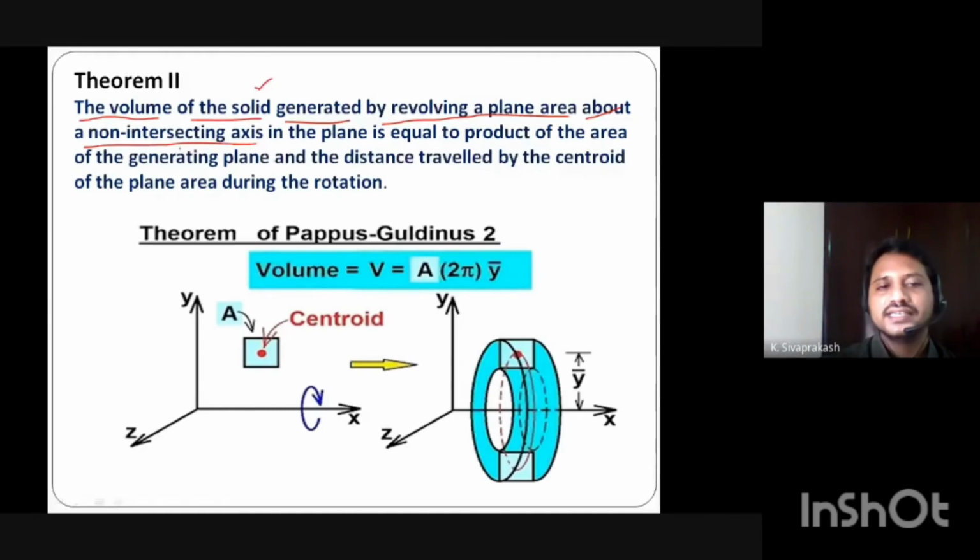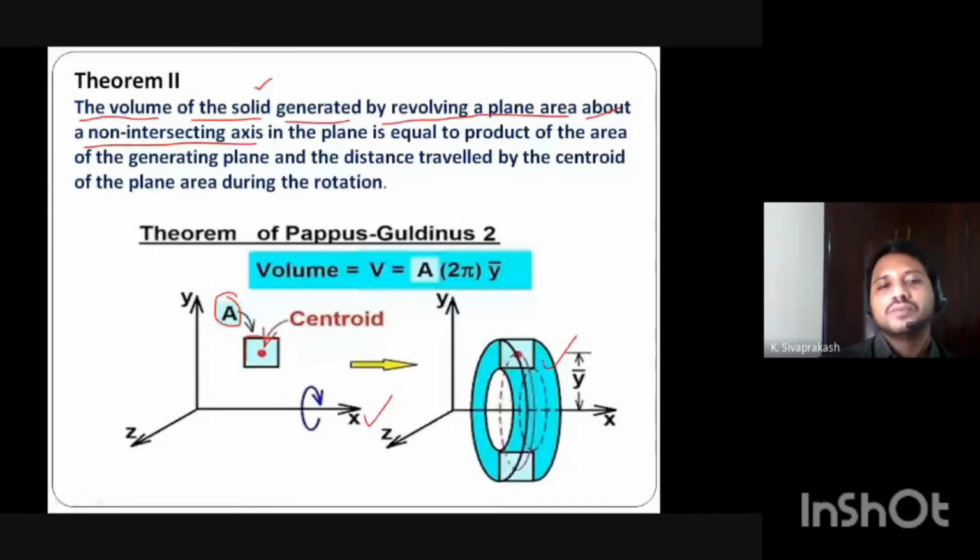See, let us take a plane area. Here the plane area is capital A. Okay, now this area is revolving about a non-intersecting axis, the x-axis. The x-axis is a non-intersecting axis, and the area is revolving about it. Then the volume will be formed. When the area is revolving about a non-intersecting axis, what shape will you get? The shape will be the volume.